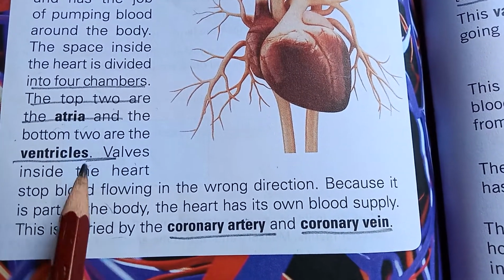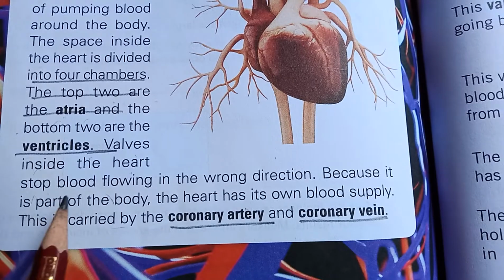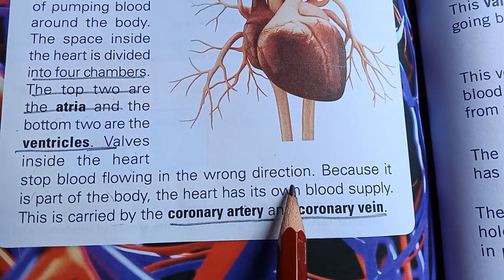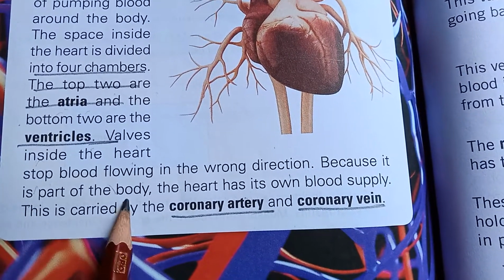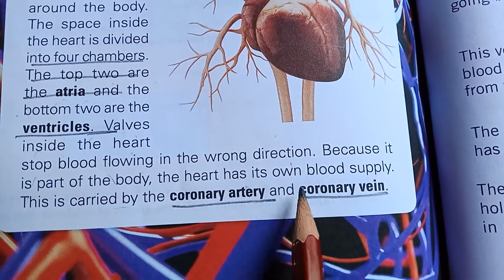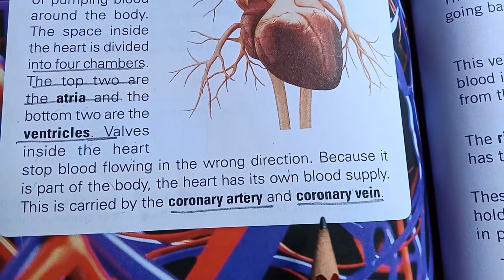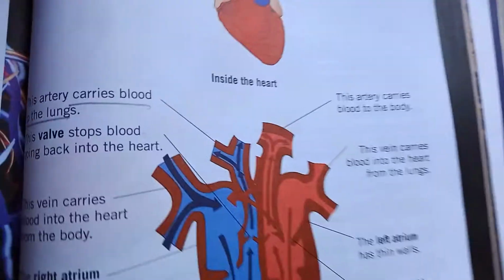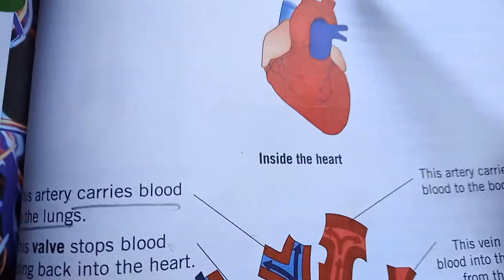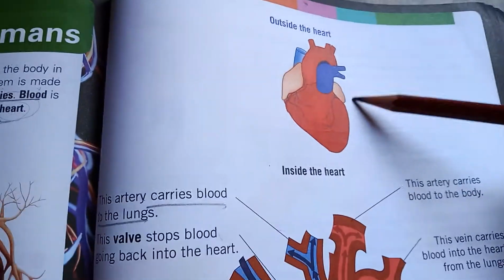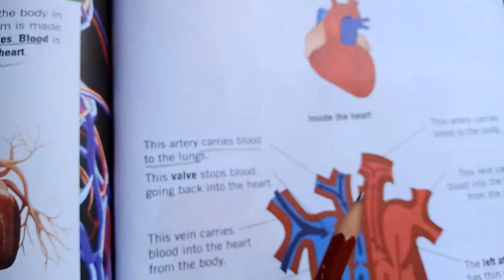There are valves inside the heart that stop the blood flowing in the wrong direction. The heart is also a part of the body, so it has its own blood supply. This is carried by the coronary artery and coronary vein. From this diagram, you can see this is the outside of the heart, and this is the inside of the heart.